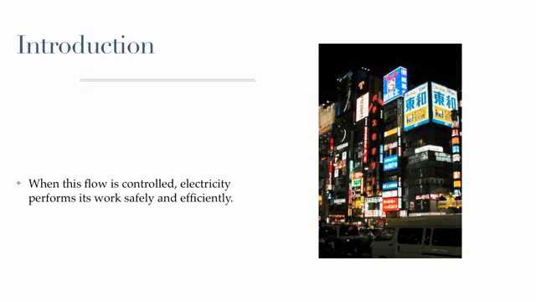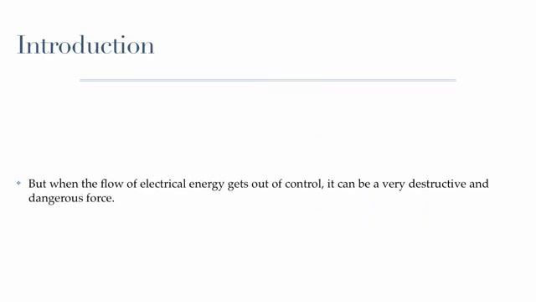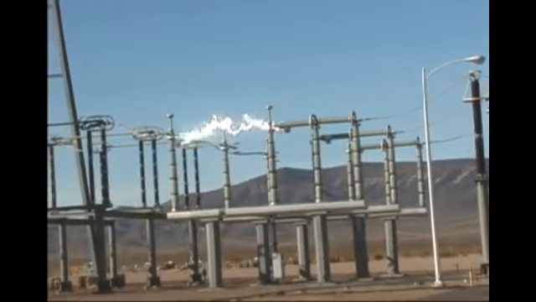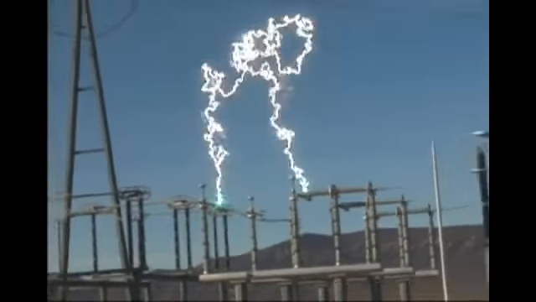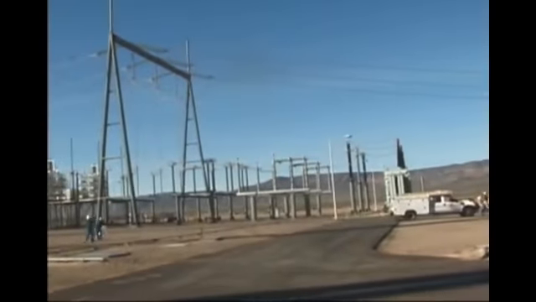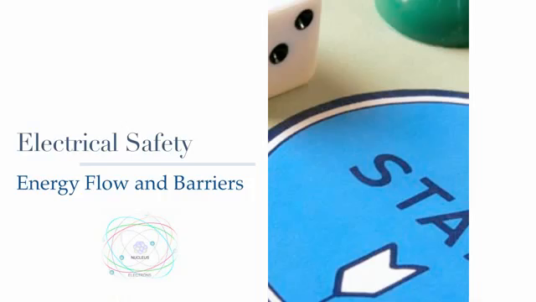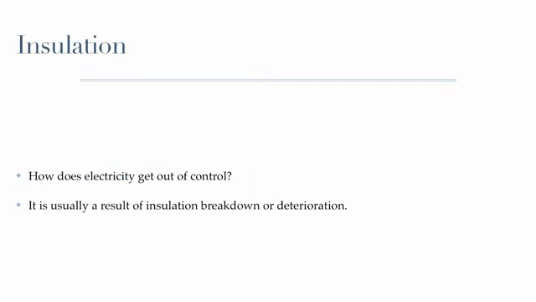When this flow is controlled, electricity performs its work safely and efficiently. But when the flow of electricity gets out of control, it can be a very destructive and dangerous force. How does electricity get out of control? It is usually a result of insulation breakdown or deterioration.